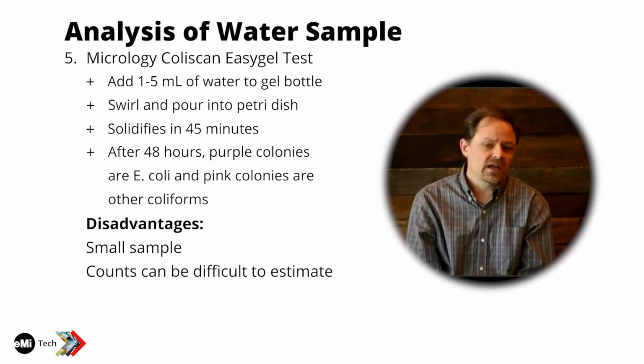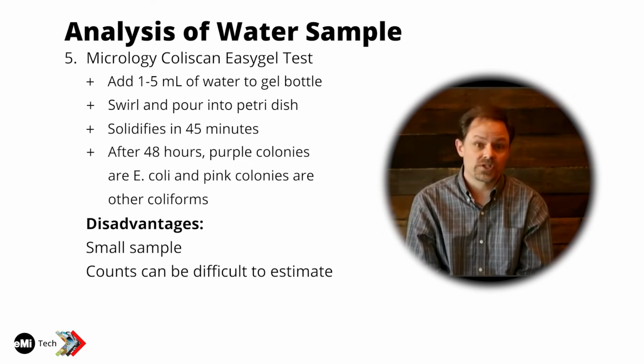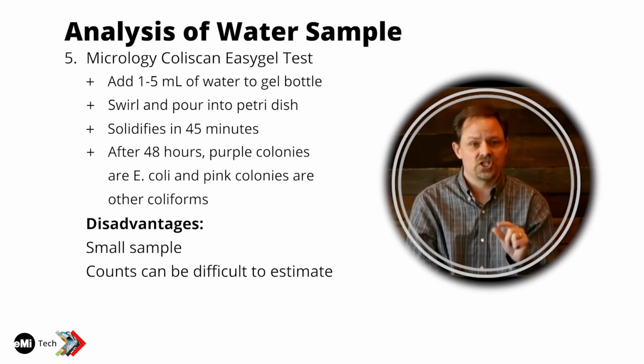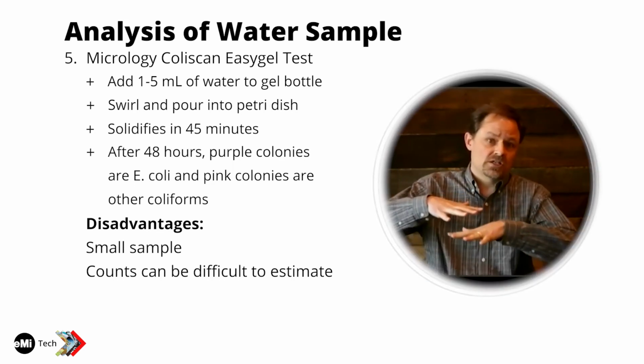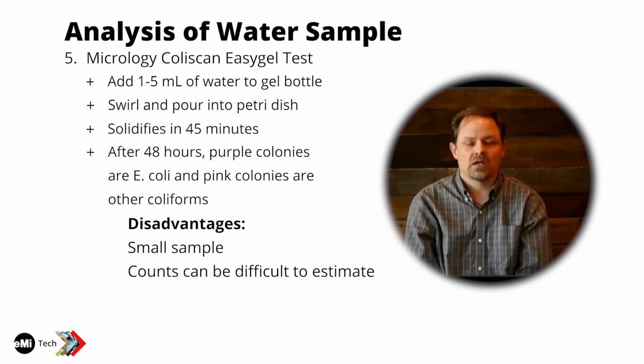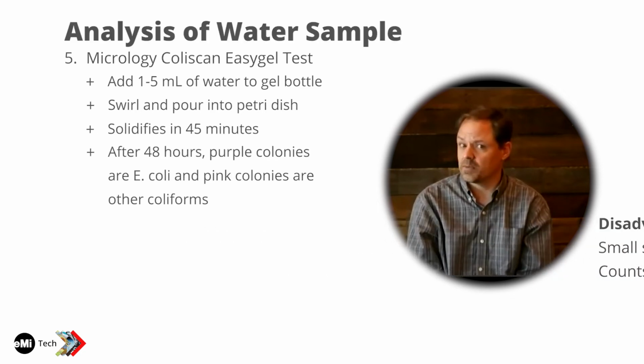And then finally, the counts can be somewhat difficult to make because the gel is somewhat three-dimensional. You can actually have colonies on top and below each other, which can make the counts difficult in some cases.